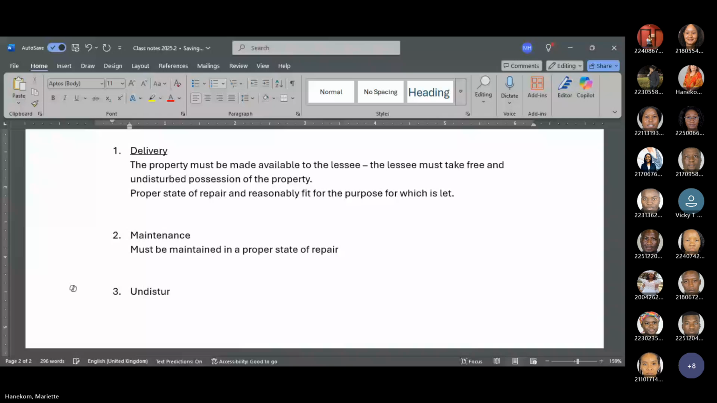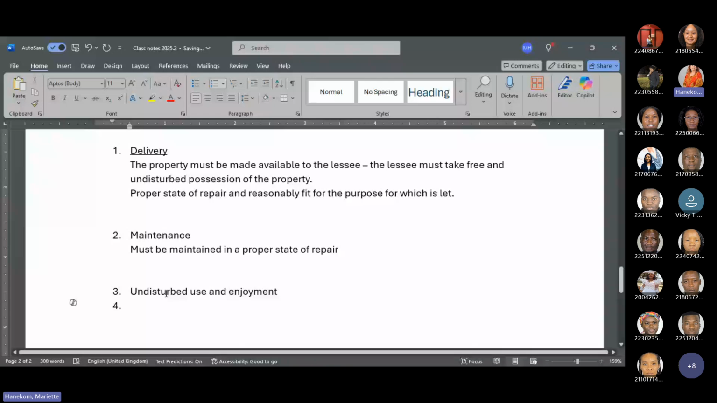In addition to maintenance, the lessor must grant the lessee undisturbed use and enjoyment of the property. Once the property has been delivered, they need to stand back and allow the lessee to use it in the way that they deem fit. The lessor undertakes that he or she will not do anything which unlawfully interferes with the lessee's use and enjoyment. And similar to purchase and sale, that no person with a superior title will evict the lessee.